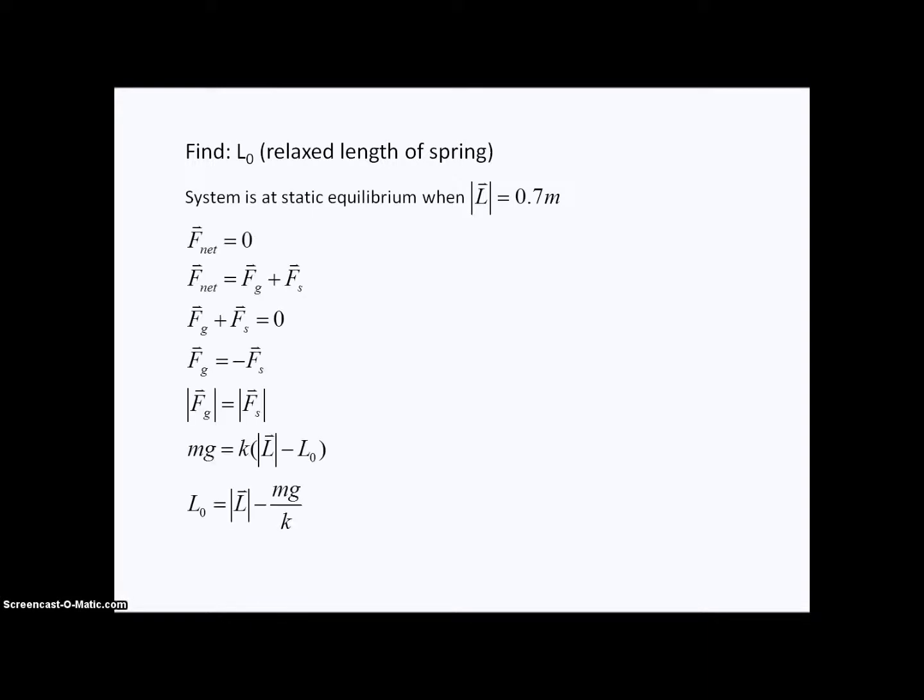To find L sub 0, we begin with the statement that the system is at static equilibrium when the length of the spring is 0.7 meters. Static equilibrium means that F net is equal to 0. If we assume that the only two forces acting on the system are the force of gravity and the force of the spring, we can say that the system is at static equilibrium when the magnitude of the force of gravity is equal to the magnitude of the force of the spring. When we plug in our known values, we find that L sub 0 is equal to 0.123 meters.